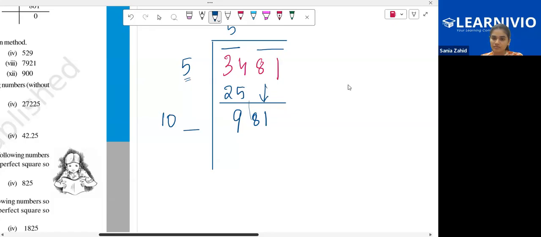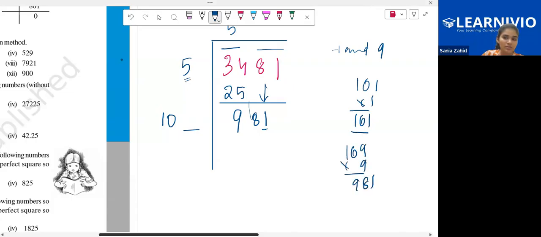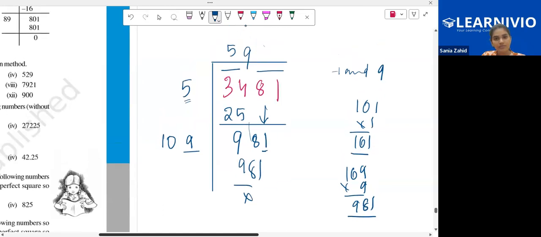981. On squaring which number do you get 1 at the unit place? 1 and... Ma'am, I didn't hear you properly. See, on squaring which number do you get 1 at the unit place? 1 into 1 is 1 and 9 into 9 is 81. So there also I'm getting 1 at the unit place. So I will add, now see, 101 into 1 will give me a very small number, but 109 into 9 will give me 981. So I will add 9 over here. Okay. So you get 59. Okay. Understood? Yes, ma'am.